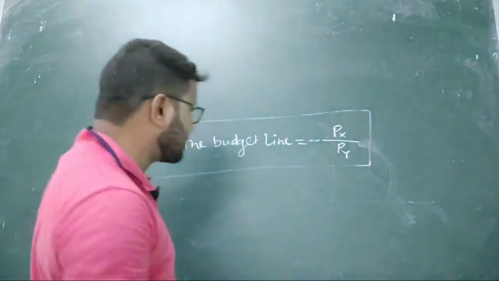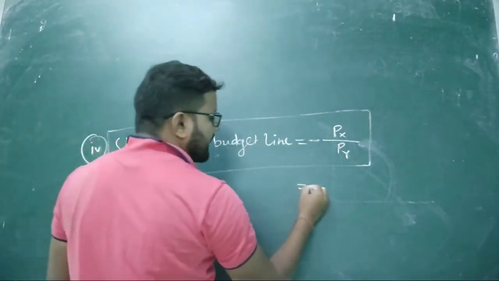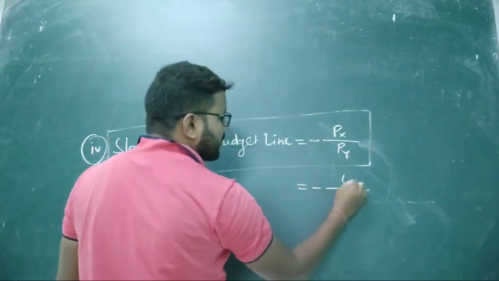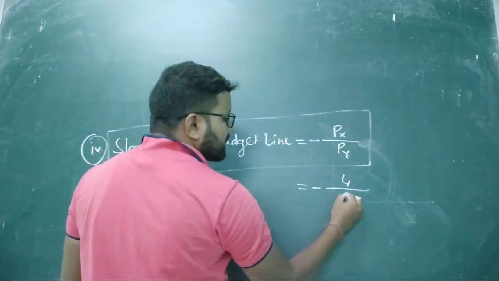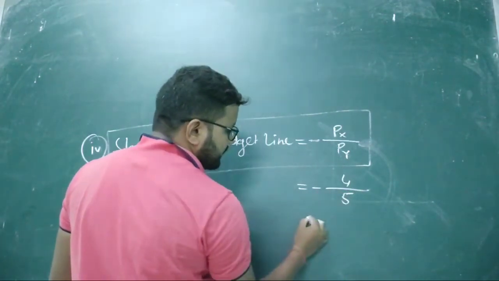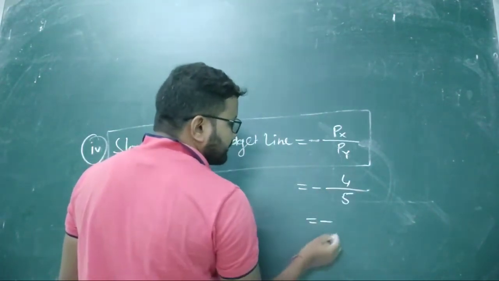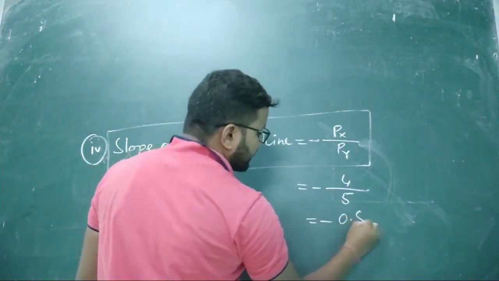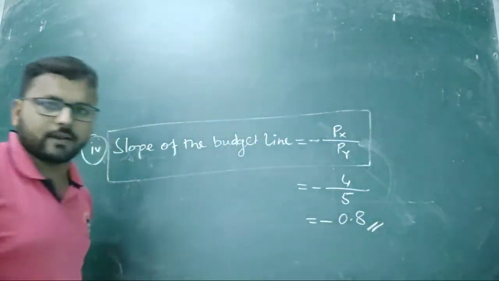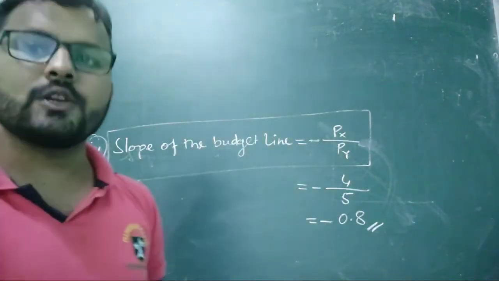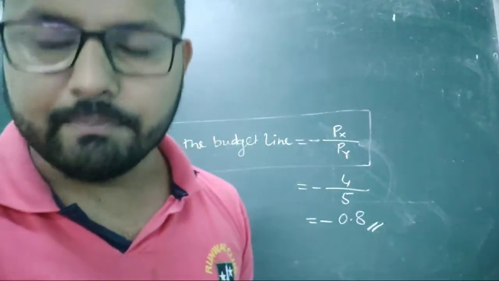So what is the price of X? The price of X was 4. And what is the price of Y? The price of Y is 5. If we divide 4 by 5, we get 0.8. So this is the slope of the budget line. Minus 0.8 indicates the slope of the budget line.